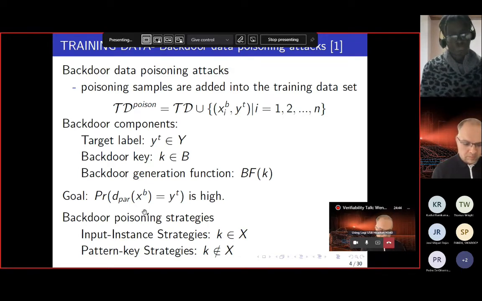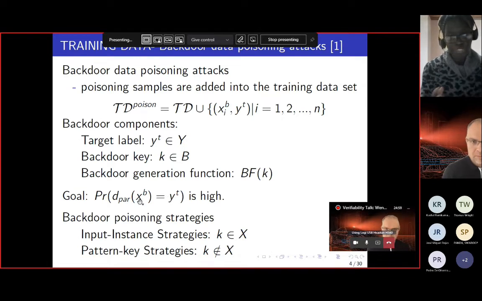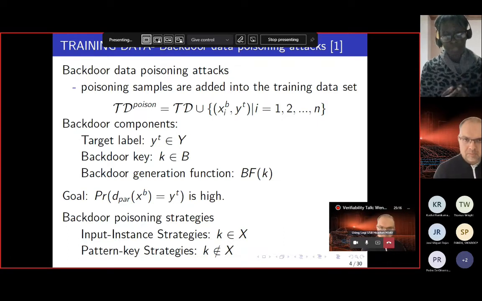You want the deep learning network to predict the elements of the backdoor instances as the target label. So you need this probability to be high in order for this backdoor attack to be very successful. And there are two ways in which this attack can be done. There is one strategy called the input instance key strategy, whereby you place the backdoor key into the input space. And there is another type of strategy that one can use, which is the pattern key strategy, where the backdoor key is not necessarily in the input space. The backdoor key is blended into the samples of the input space.